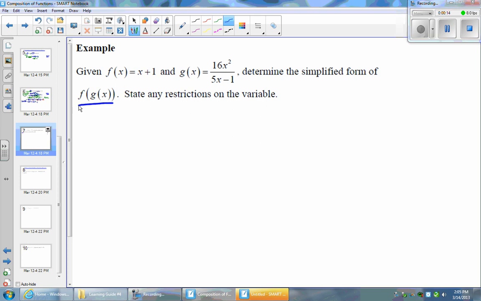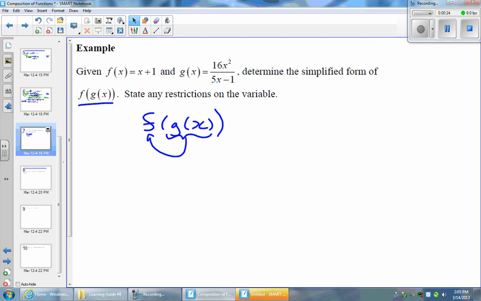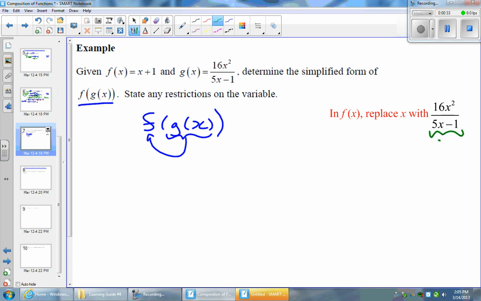We want to find the function f of g of x. So that g function is going to be placed right inside the f function. In other words, in f of x, you're going to replace x with 16x squared over 5x minus 1. And remember, that expression represents the g of x function. So let's go ahead and write that out.